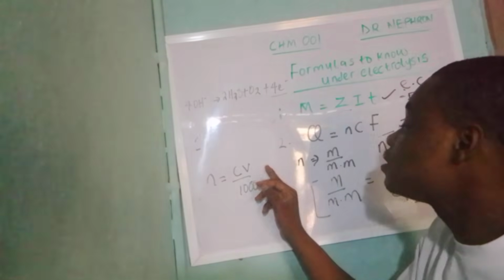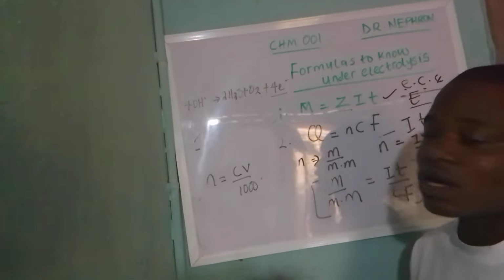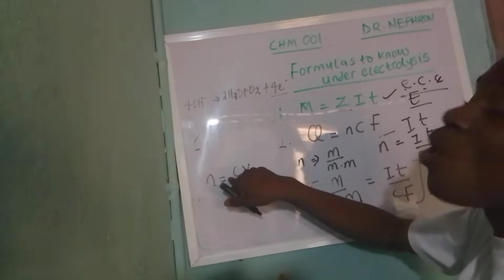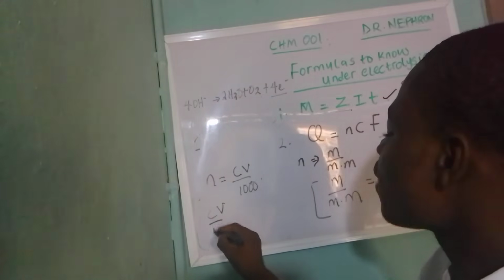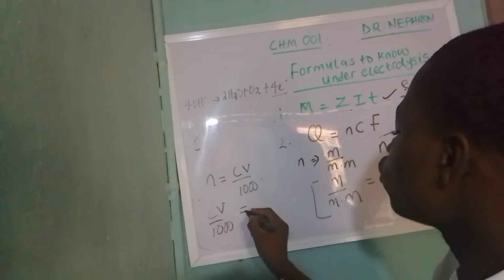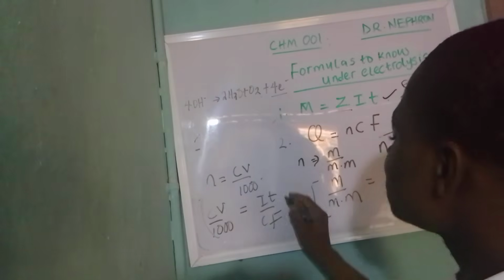Why? Because the volume given to you at that time is in dm cube. But if it's centimeter cube, you have to divide it by 1000. So assuming that they are talking about the concentration and the volume, your formula will now change to CV over 1000 equal to IT over CF.